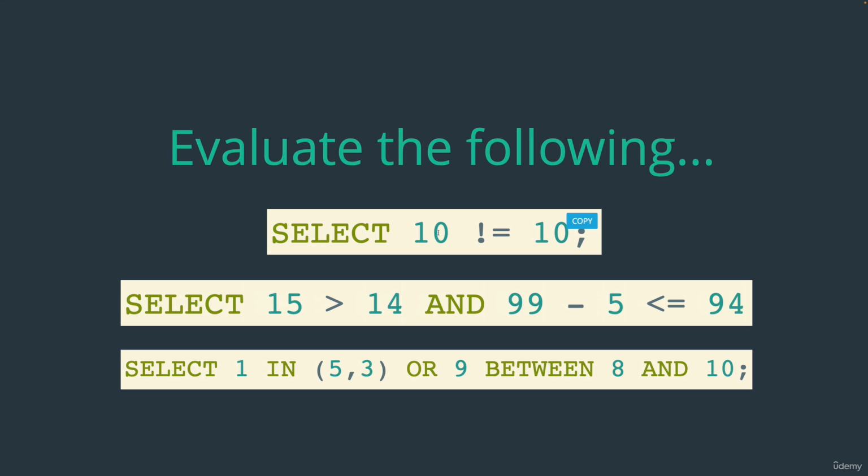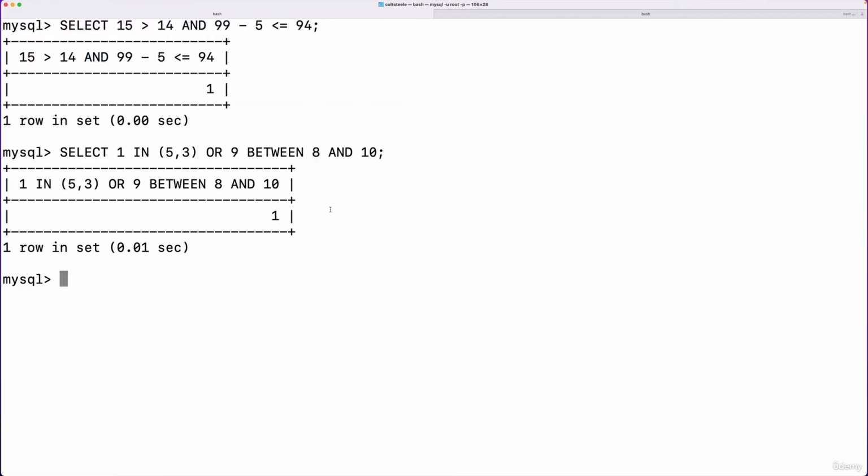And then finally, select 1 in (5, 3) or 9 between 8 and 10. When I read it out loud, it just sounds like utter gibberish. But we've got our or, and then the left and the right side. So is 1 in this set of 5, 3? No, it is not. 5 and 3 are the only options. 1 is not in there. So the left side is false. What about the right side? Is 9 between 8 and 10? Yes, it is. So the right side is true, which means the whole thing is true because we're using logical or. So false or true becomes true, and that will evaluate to true, which is 1 in MySQL.